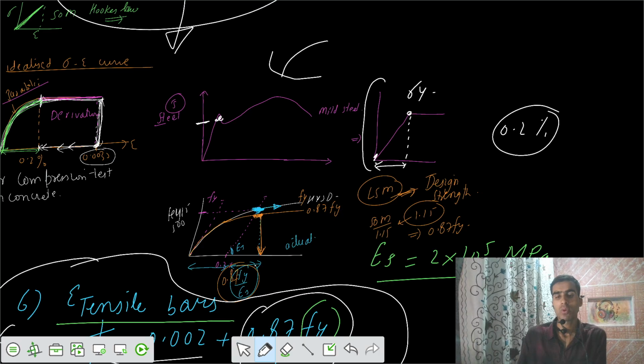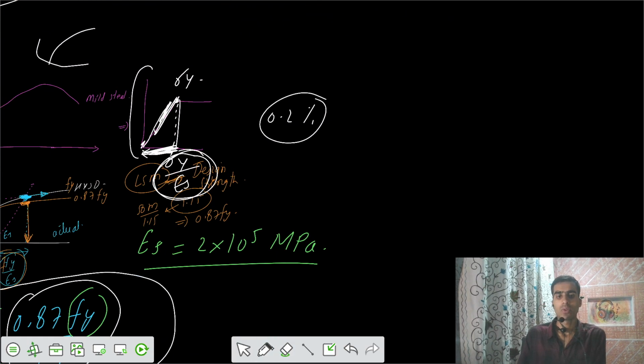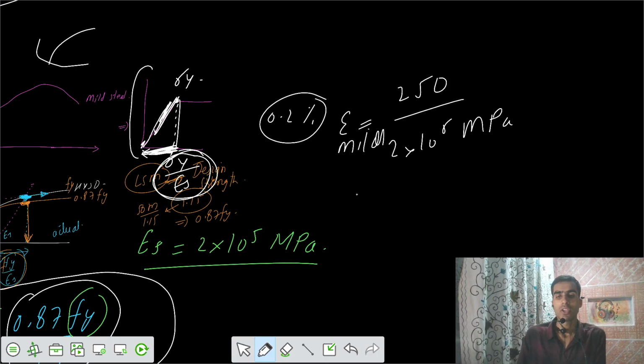That means from the initial portion of stress, it develops a particular relation between stress and strain, such that this strain value would equal sigma yielding divided by Es. So you only need this amount of strain in the mild steel for it to yield. If I substitute the value of sigma y as 250 megapascal, divided by 2 into 10 to the power 5 megapascals, that's the strain at which yielding of the steel happens.